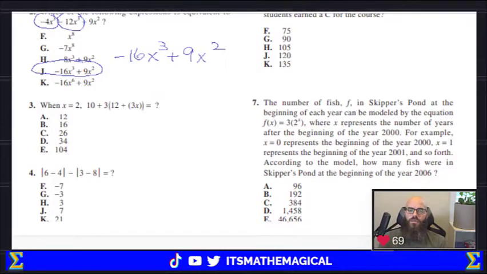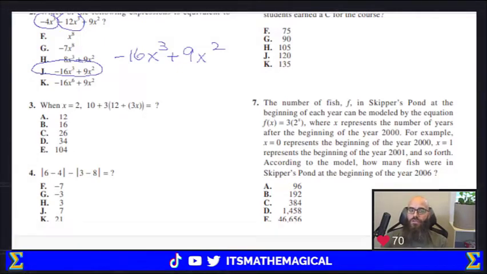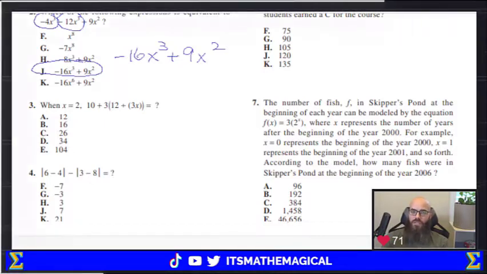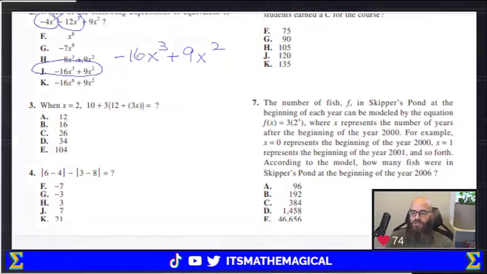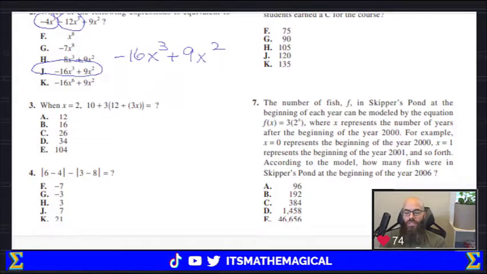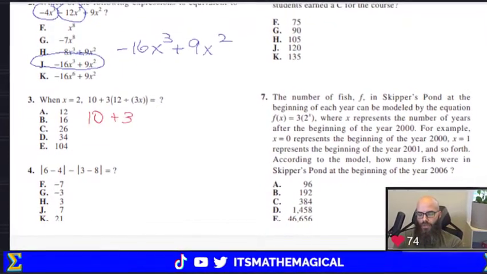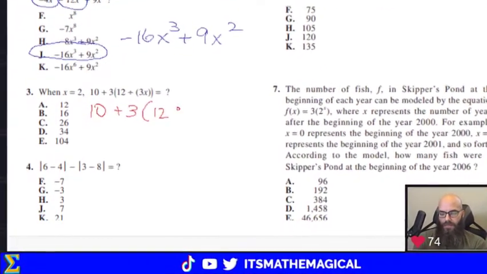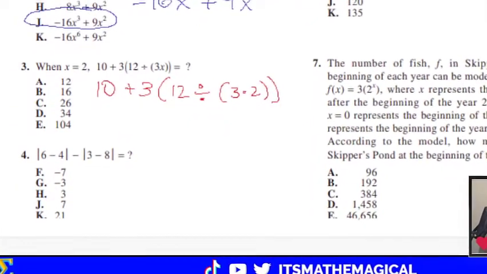All right, number 3 says when x equals 2, 10 plus 3 times the quantity 12 divided by 3 times x equals what? Okay, so this is another algebra problem. They're testing your order of operation skills as well as inputting x values into an expression. So let's first input that x equals 2. So I'll have 10 plus 3 times 12 divided by parentheses 3 times 2. All right, and remember your order of operations.